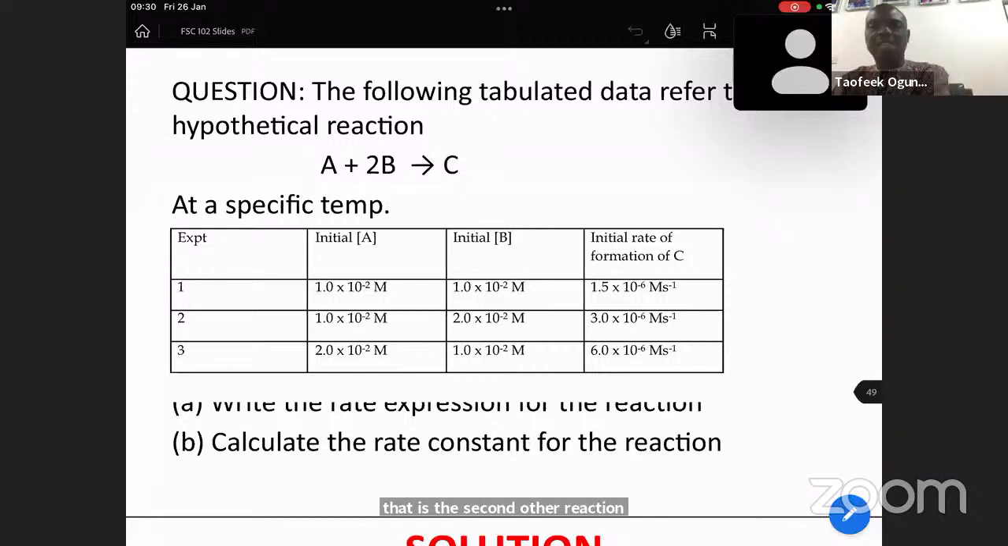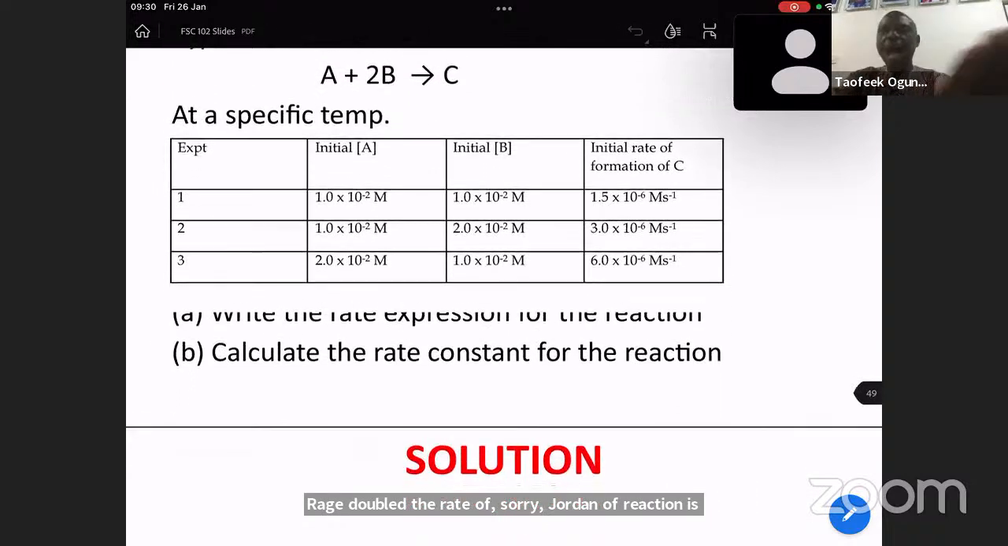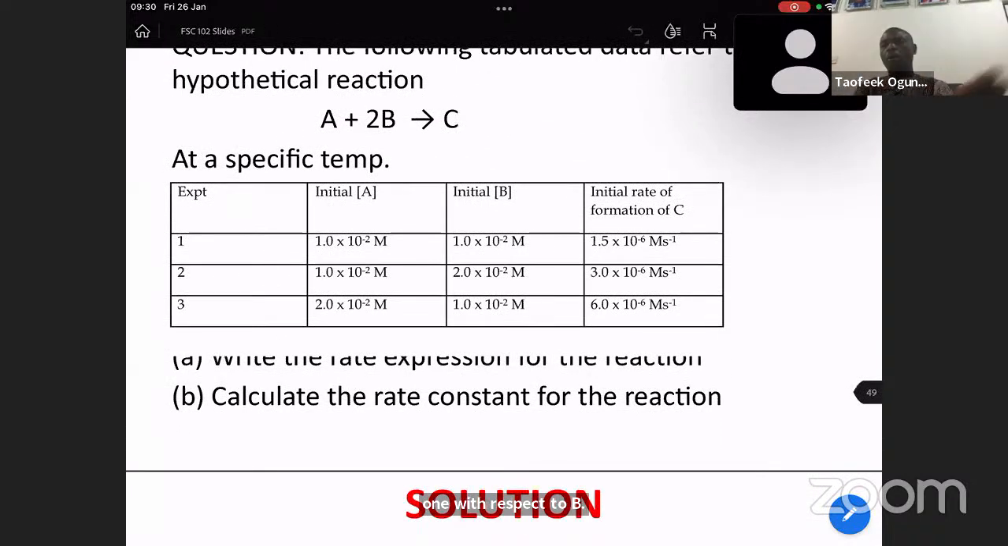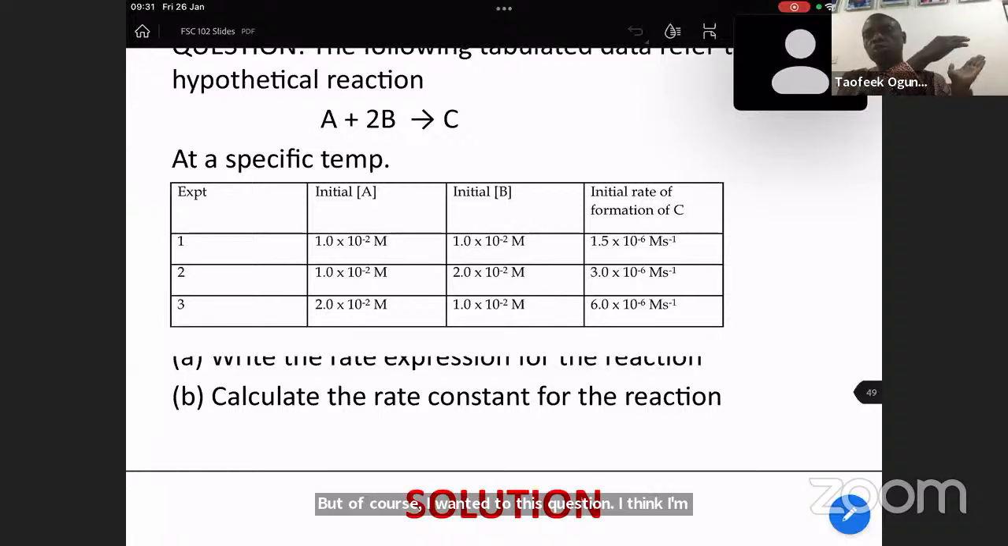Or the reaction is second order with respect to A. While in the case of B, you double concentration, rate doubled. The order of reaction is 1 with respect to B. But of course, according to this question, I think I'm jumping the gun, but I was just trying to use this to demonstrate what I explained earlier.